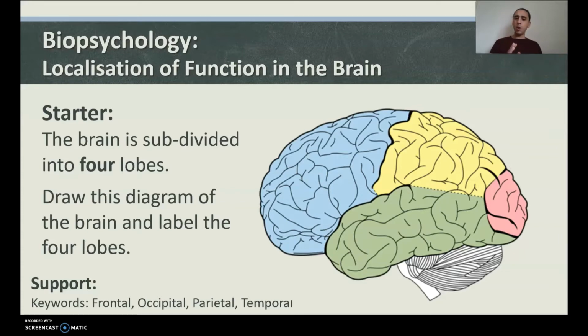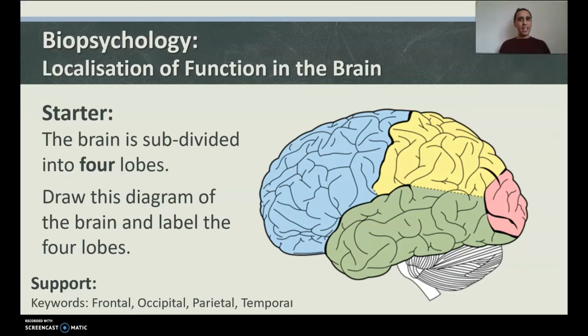If you need some help with labeling the lobes, we've got keywords: frontal, occipital, parietal, and temporal. Maybe you can fit them in somewhere. Which one's which color is which section. Pause the video, do a really quick drawing of the brain, and then try and label the lobes.